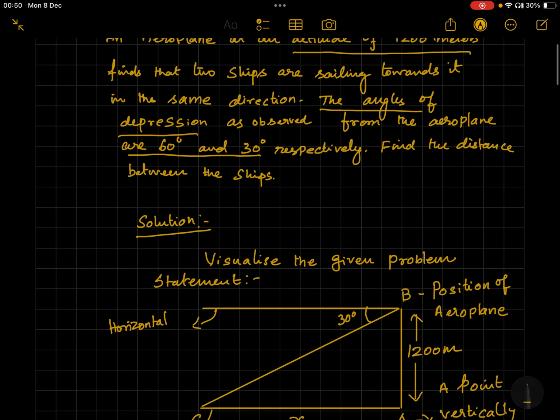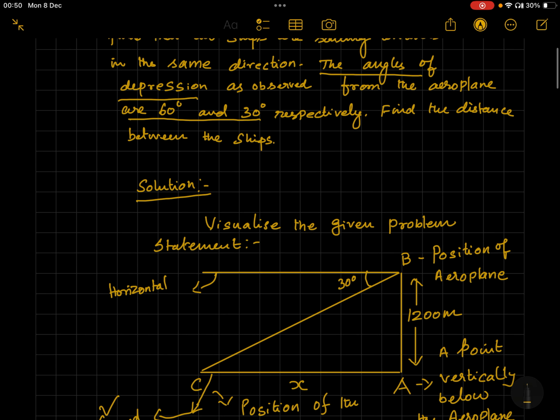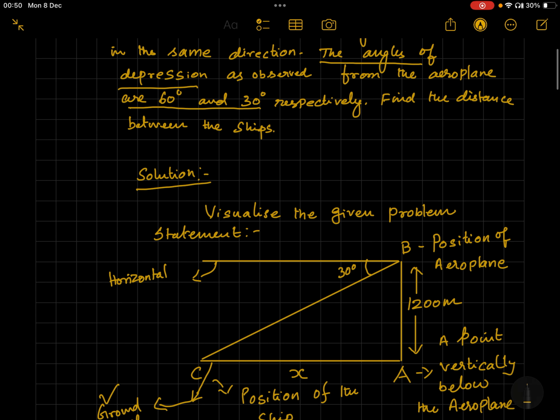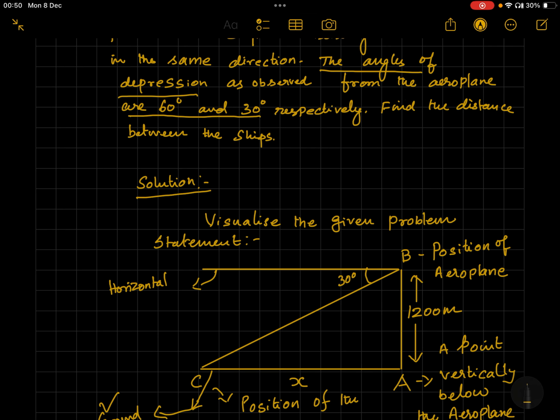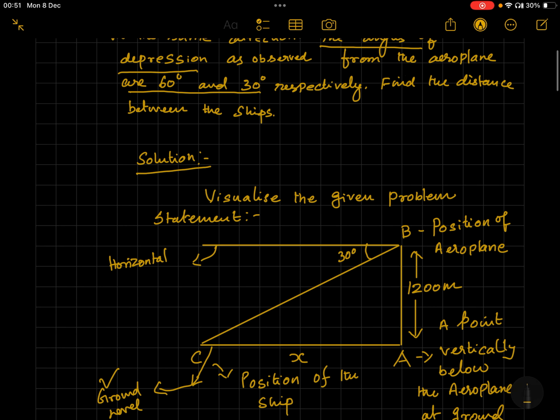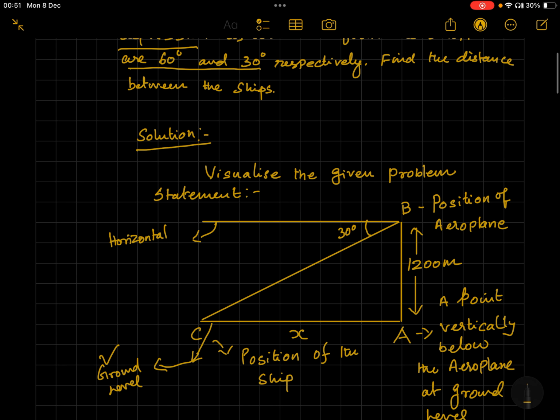Now let's visualize the given problem. An aeroplane is flying at an altitude of 1200 meters, and we have two ships sailing towards it, and the aeroplane makes an angle of depression of 30 degrees and 60 degrees. Now let's take one ship at a time for clarity in the visuals. First we take the ship for which the aeroplane makes a 30 degree angle of depression.